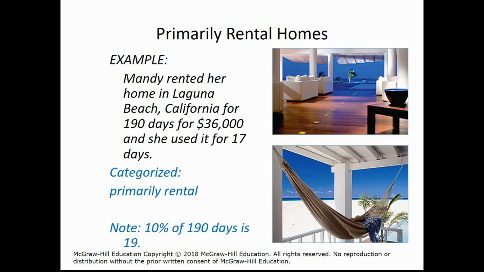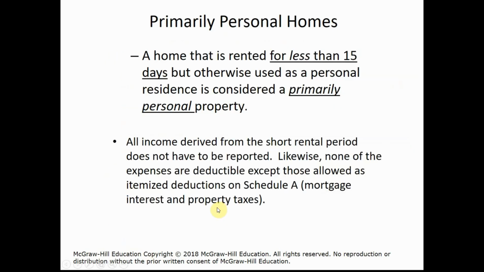Mandy rented her home in Laguna Beach, California for 190 days for $36,000, and she used it for 17 days. Well, if we look at the rule of 14 days or 10% of rental, this is clearly primarily a rental property, because 10% of 190 days is 19, and that's greater than 14 days. A home that is rented for less than 15 days but otherwise used as a personal residence is primarily personal property.